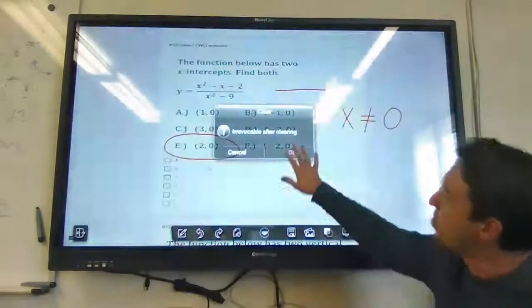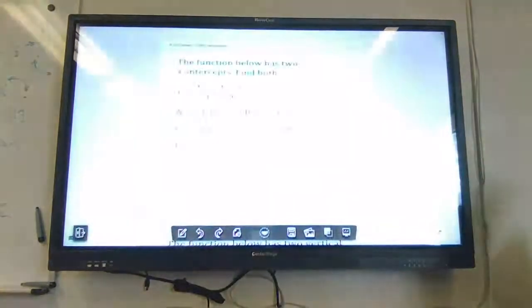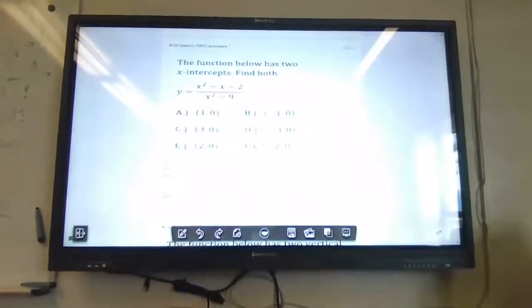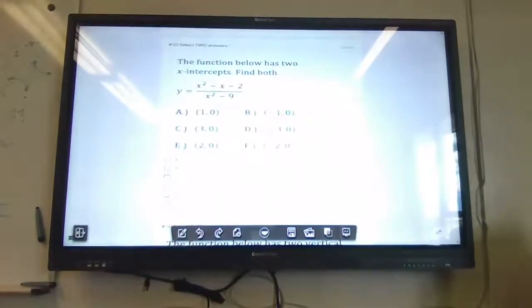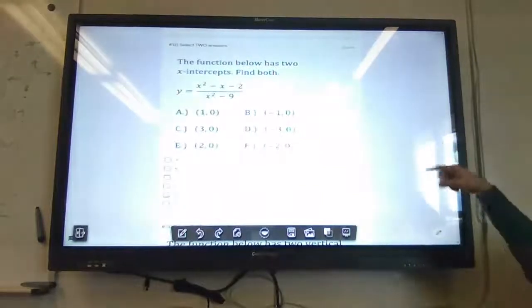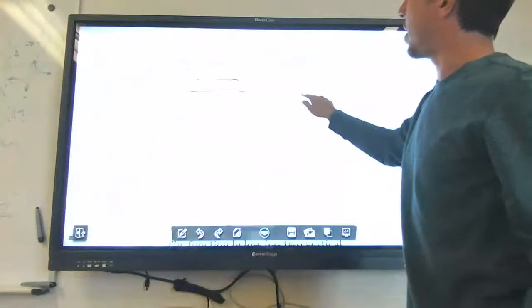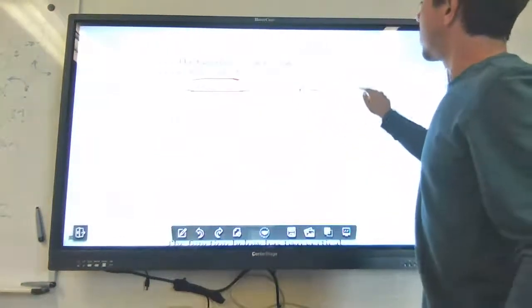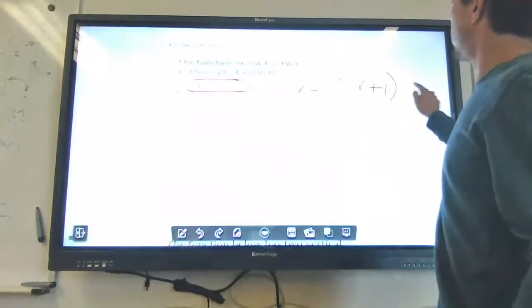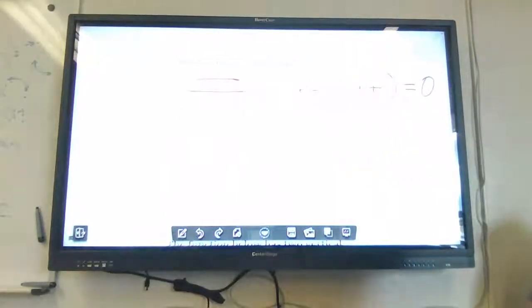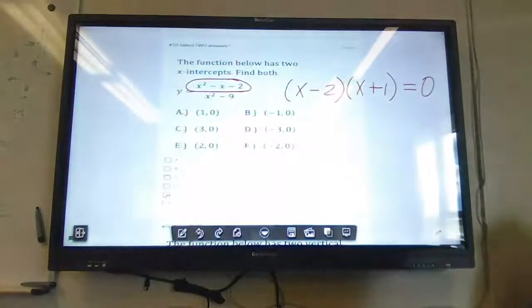This function has 2 x-intercepts. Again, a note card could help you big time here if you're having a hard time. How do I find my x-intercepts? What do I do? I'm looking at the top. I'm setting the top equal to 0. Let's factor this. That would be x minus 2 times x plus 1. And I'm wondering what x values would make that equal to 0? 2 and negative 1.